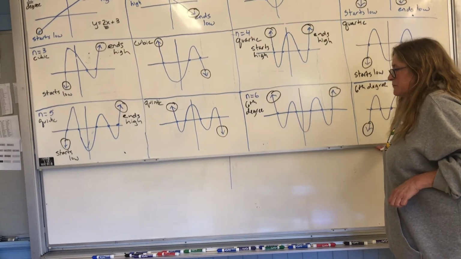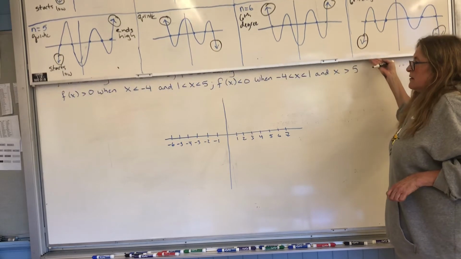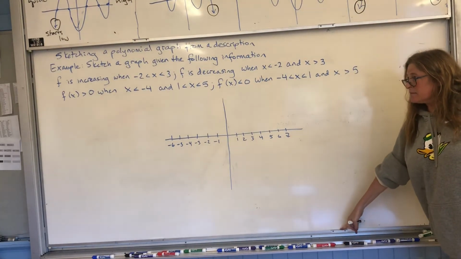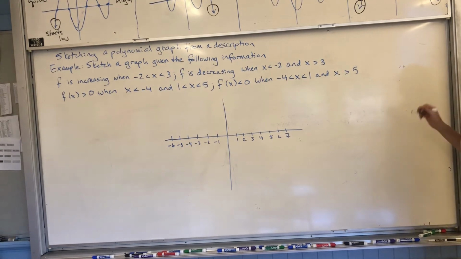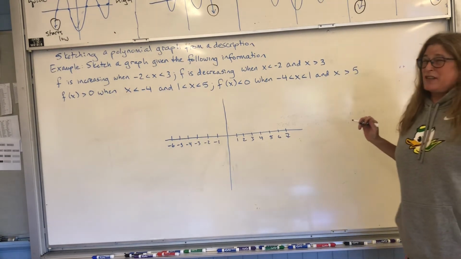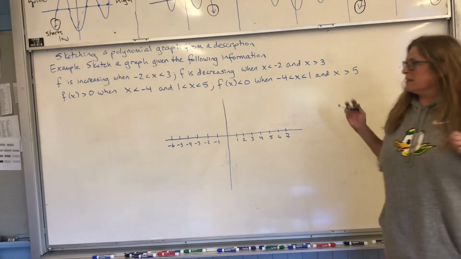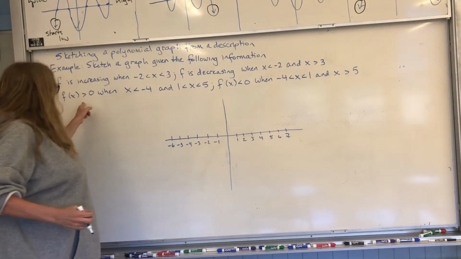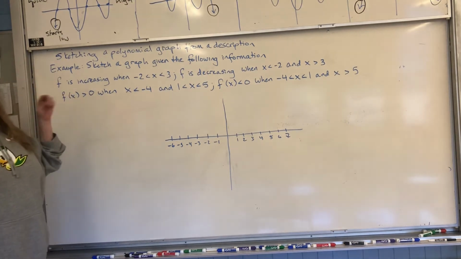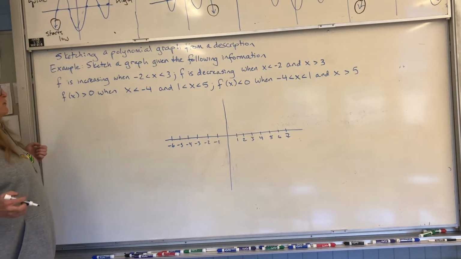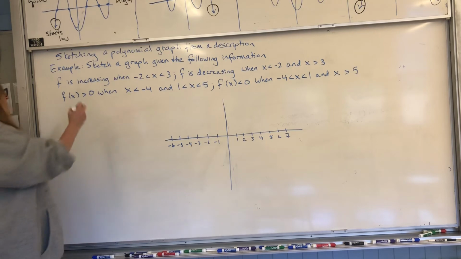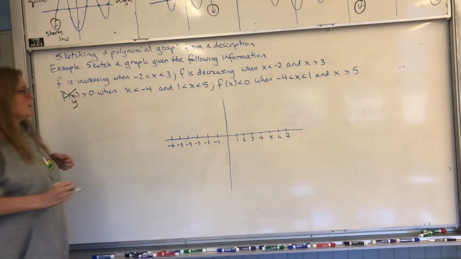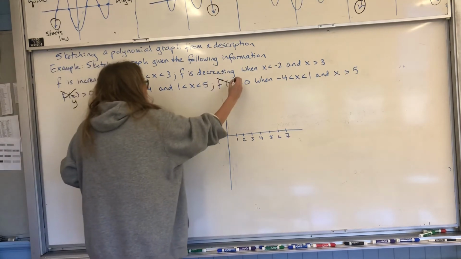So, the last thing we are going to do is sketch a polynomial graph from a description. Now, this I think is maybe the hardest part of the lesson, because it talks about where it's increasing and decreasing, and it talks about where these values are greater than 0 or less than 0. So first thing I'm going to say, okay, f of x, that just means y. Right? F of x just means y.